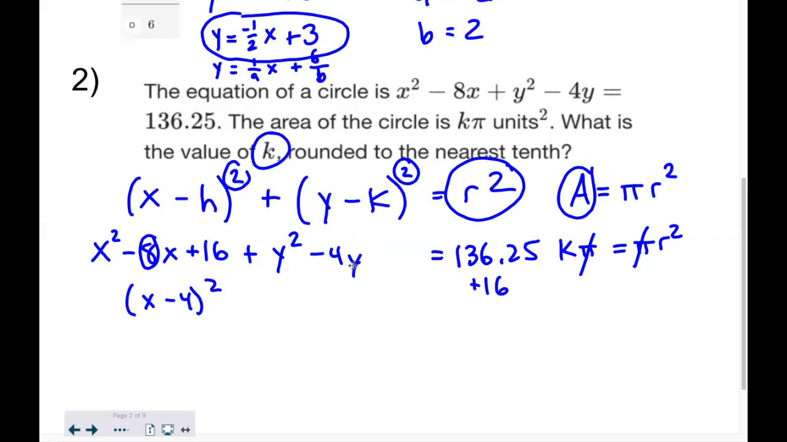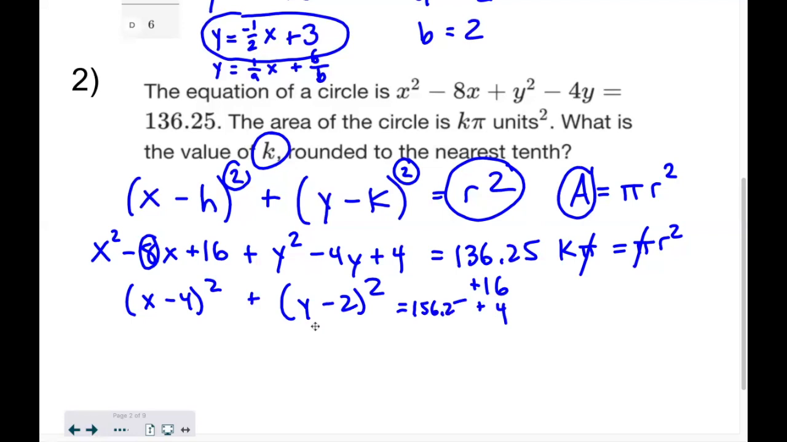And then over here, I just do the same thing. I need another perfect square. So half of 4 is 2, and 2 squared is 4. So I'm going to add 4. And again, just so we can see what that does, it makes this now y minus 2 squared, which again matches the form. So this is what was missing before. It was not in standard form, and we're getting it in standard form. Well, if I add 4 to this side, I've got to also add 4 to this side. So it's like I'm just adding 20. So if I'm adding 20, I get 156.25.